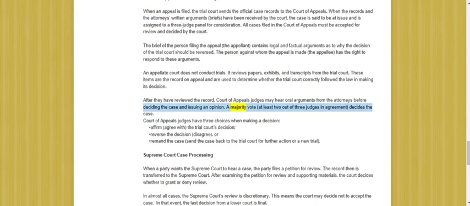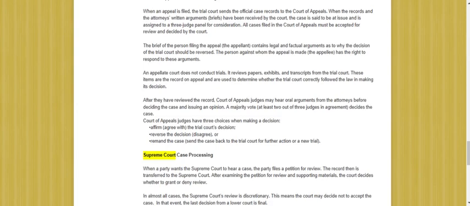A majority vote, at least 2 out of 3 judges in agreement, decides the case. Court of Appeals judges have 3 choices when making a decision: affirm, agree with the trial court's decision; reverse the decision, disagree; or remand the case, send the case back to the trial court for further action or a new trial. Alright, let's run that back.